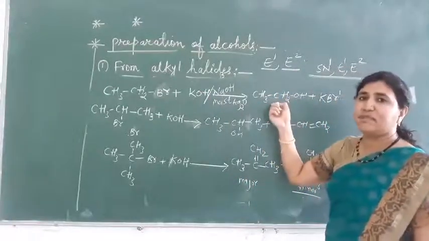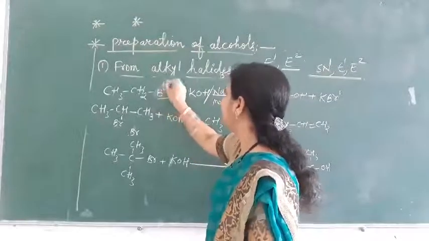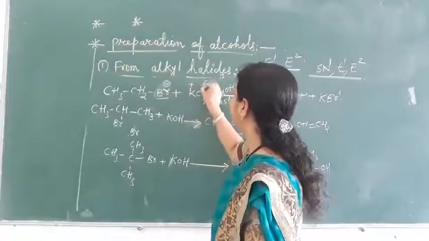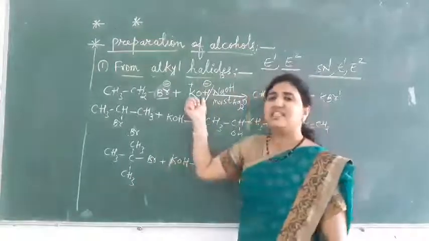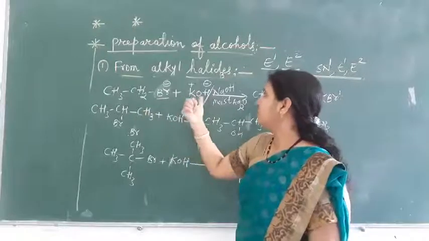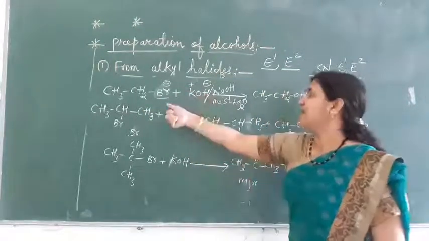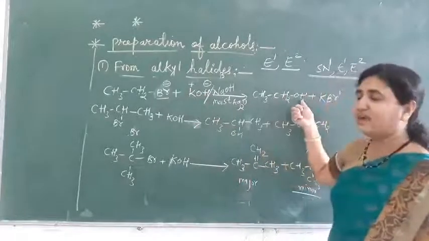What type of reaction is this? See here, this is Br minus, and this is K plus and OH minus. OH minus is a nucleophile, Br minus is also a nucleophile. So this Br minus is replaced by this OH minus. Br minus is replaced by OH minus.